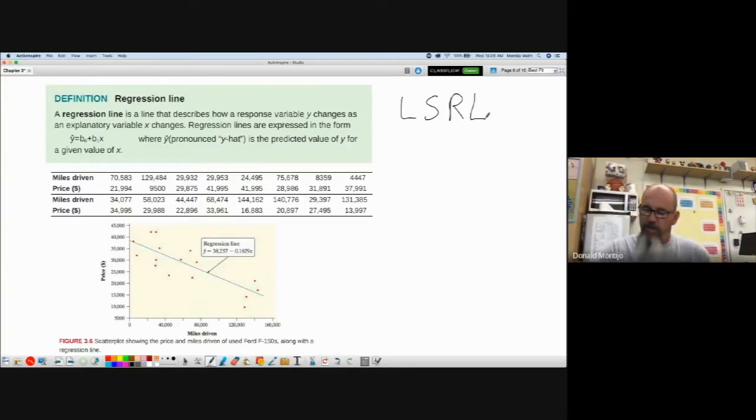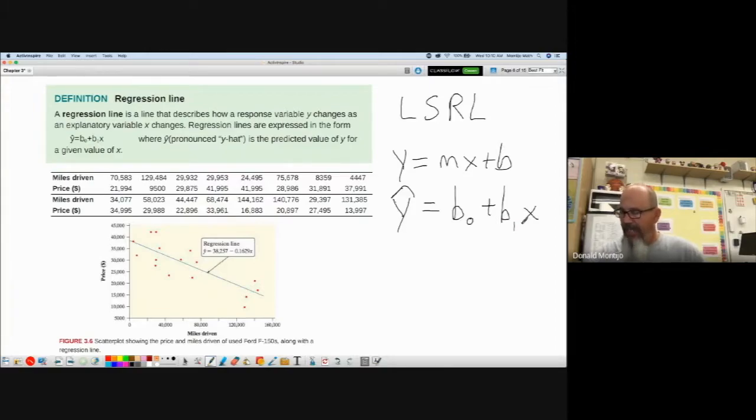The equation of the regression line is y hat equals b sub 0 plus b sub 1 times x. Really think about it as y equals mx plus b. That's all it is. It's the straight line that we're used to dealing with ever since we started algebra. Y equals mx plus b, where m is slope and b is the y-intercept. However, you'll notice in this formula, they write it as y hat equals b sub 0 plus b sub 1 x. So they have flip-flopped the slope and intercept from the form that we're used to.